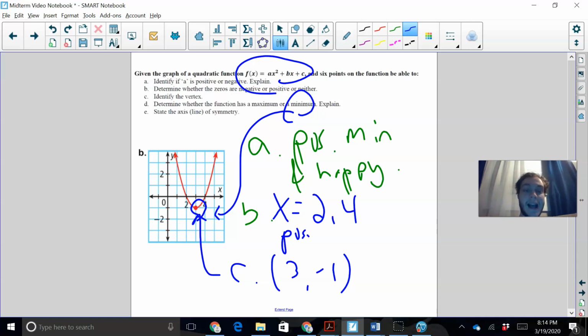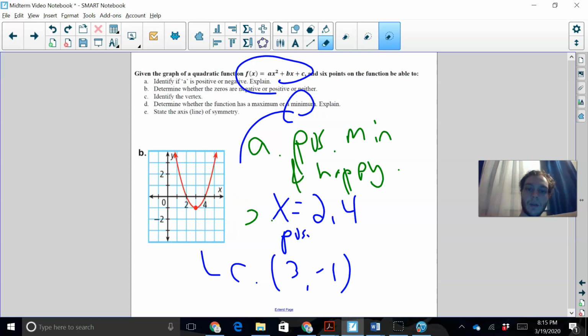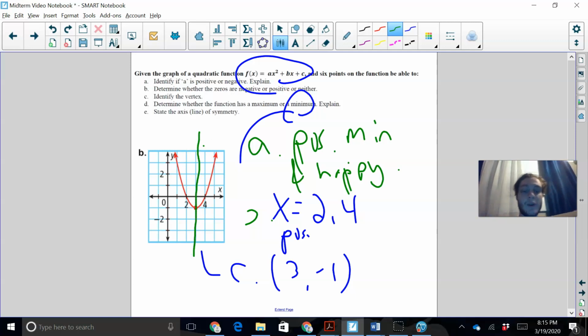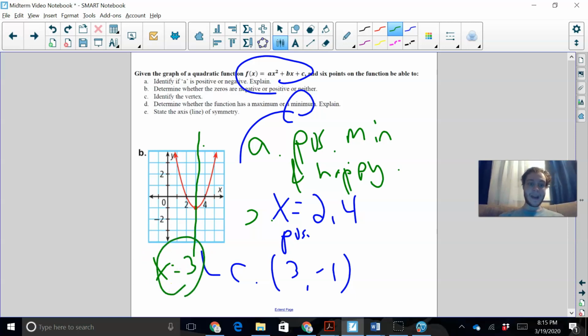And the axis of symmetry. Now there's a formula for that, but she's not going to give us the function. She'll give us the graph. So the axis of symmetry: if I was to draw a line down the vertex right there, and I was to take that line and fold the parabola over that line, it would completely overlap. So we're using that. What is the equation of this line, this green line that I just drew? Well, it would be x equals 3. And that is the answer to part E, the line of symmetry.